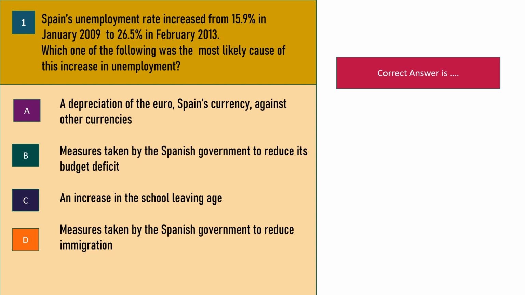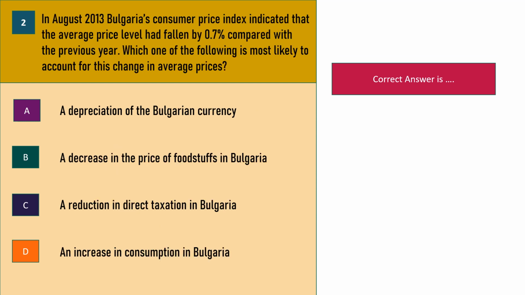Then the correct answer is option B, measures taken by the Spanish government to reduce the budget deficit. So option B is the correct answer. Why? Because when the government is trying to reduce the budget deficit, it will reduce its spending. We know that government spending is a component of aggregate demand, so aggregate demand will fall. That will create cyclical unemployment. So that's why the unemployment rate may increase from 15.9% to 26.5%. So option B is the correct one.